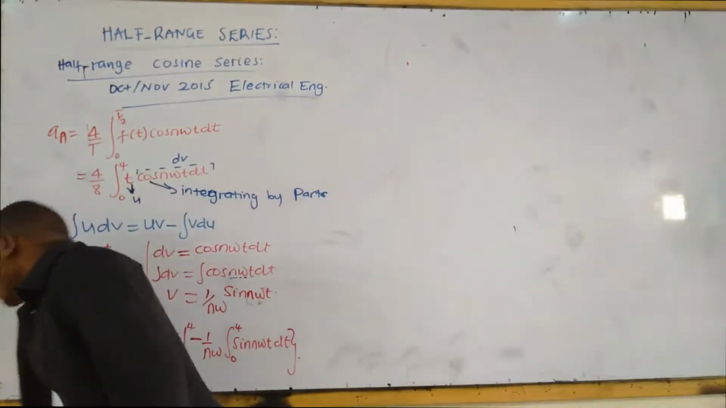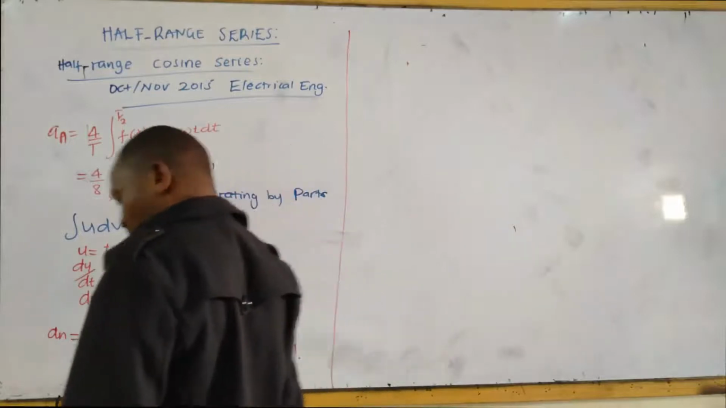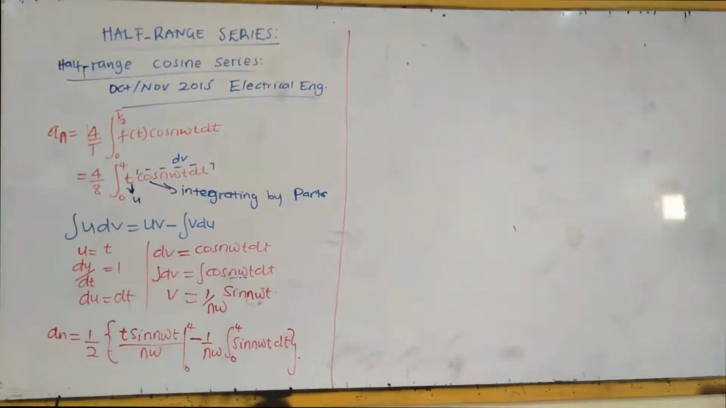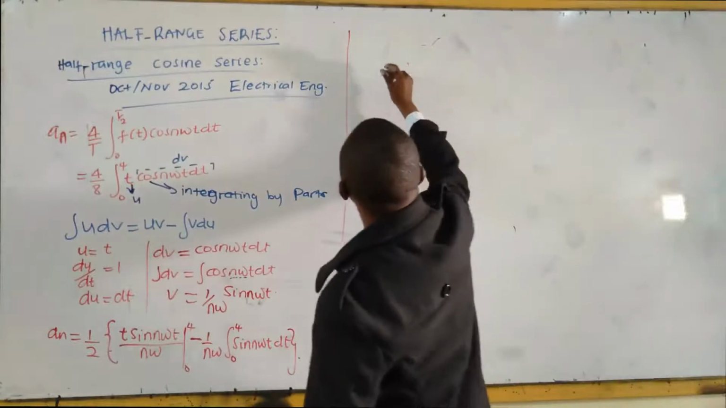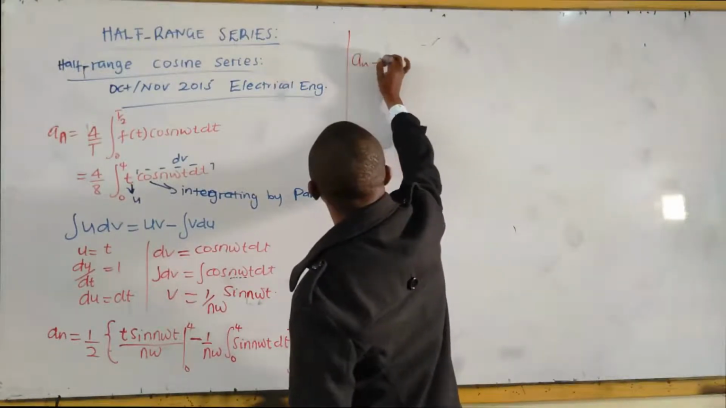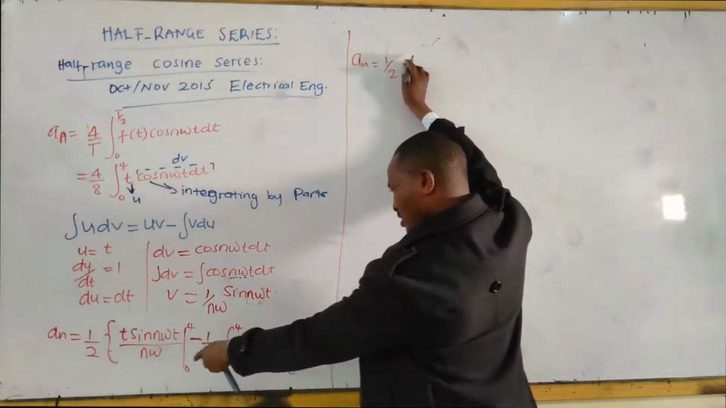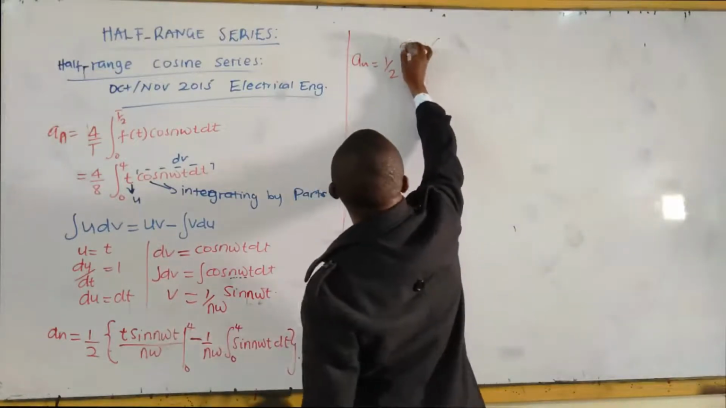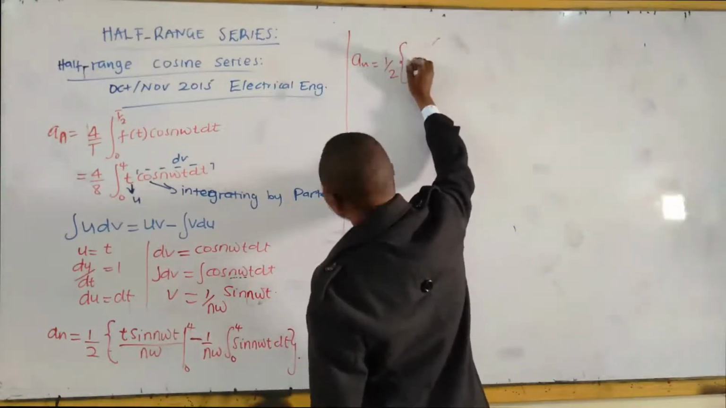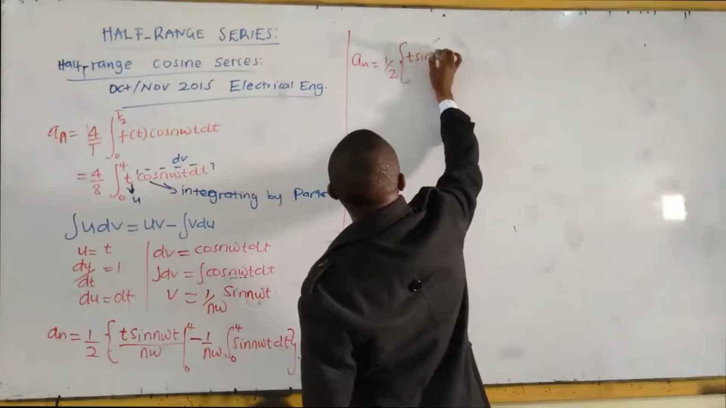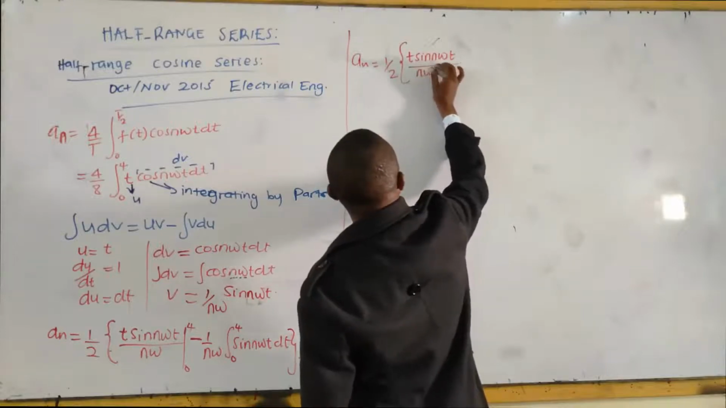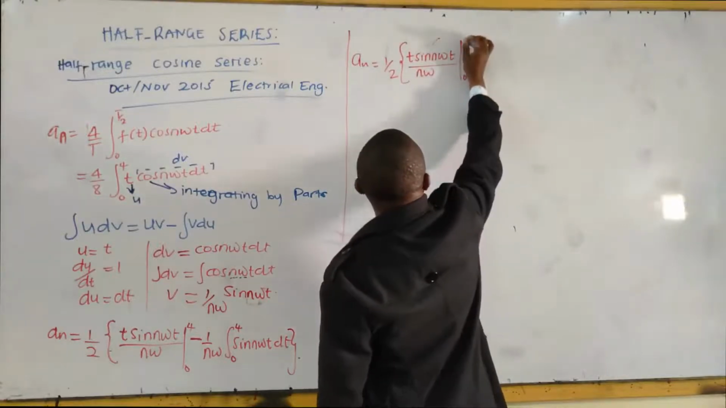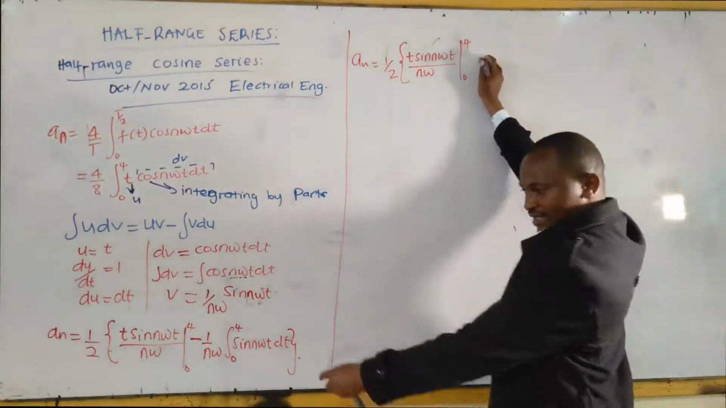Let us now finish that one off. If you finish that one off, it will be an is equal to a half t. You substitute the limit of integration later. t sine n omega t over n omega, limit from 0 to 4. Let us integrate this portion.